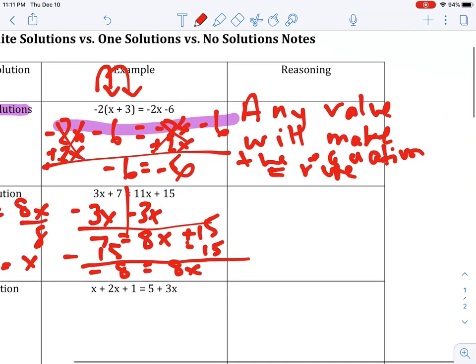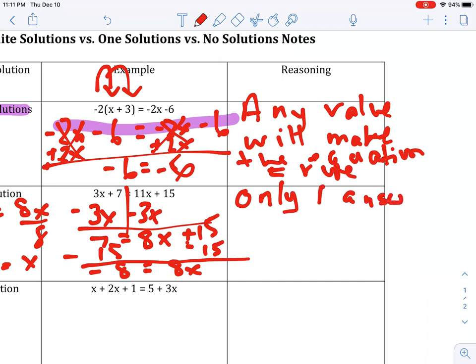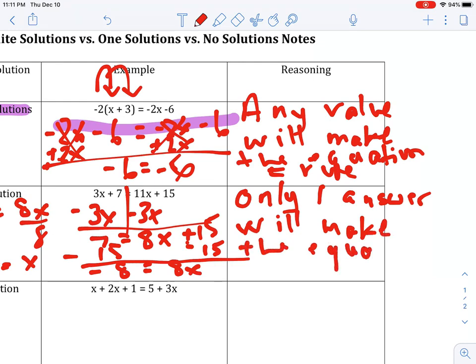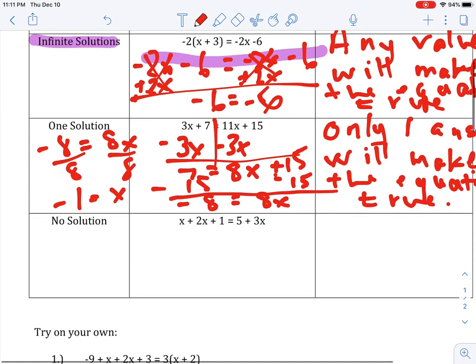And the reasoning is only one answer will make the equation true. And in this case, that only value is negative 1.